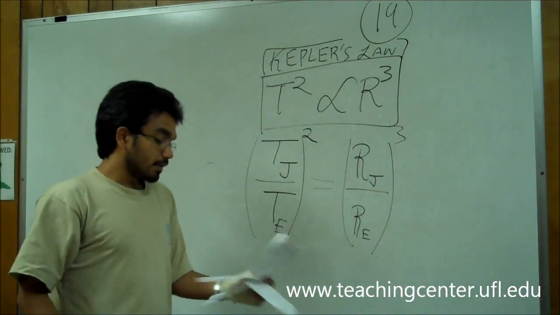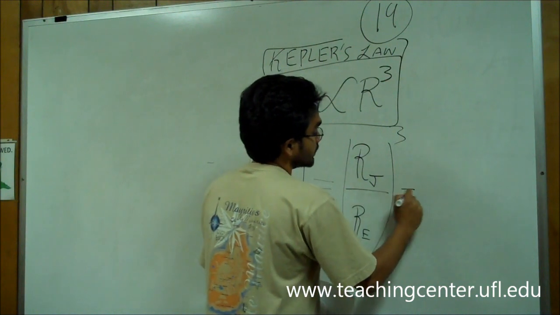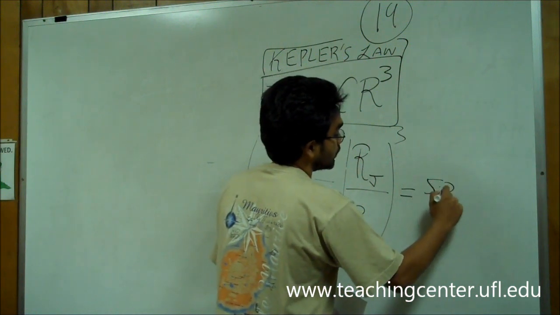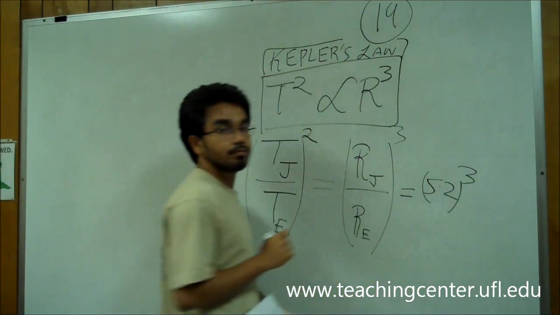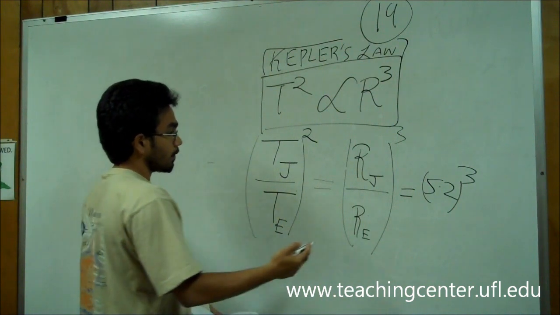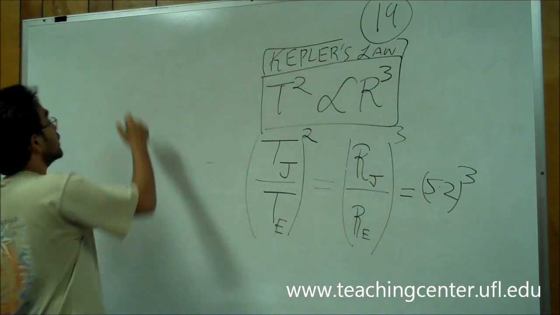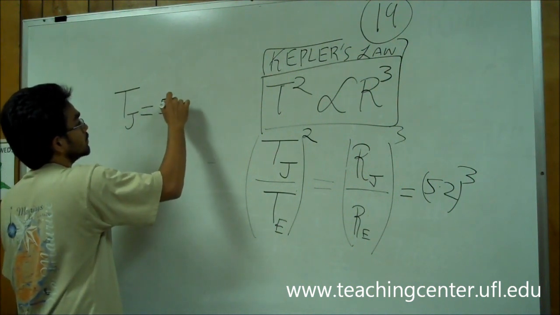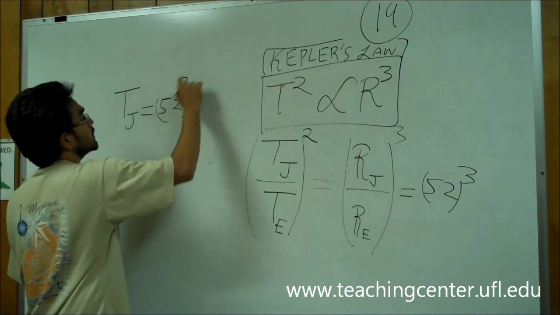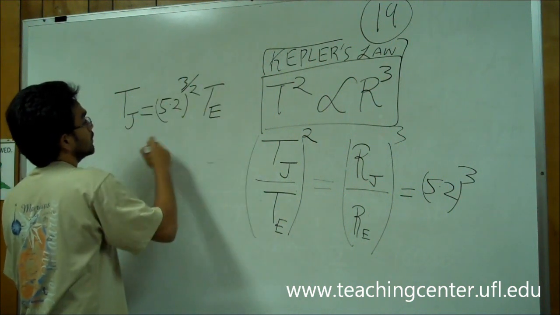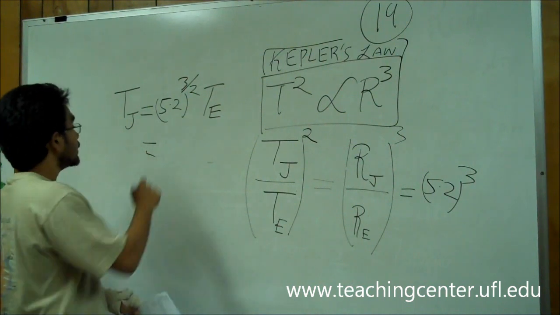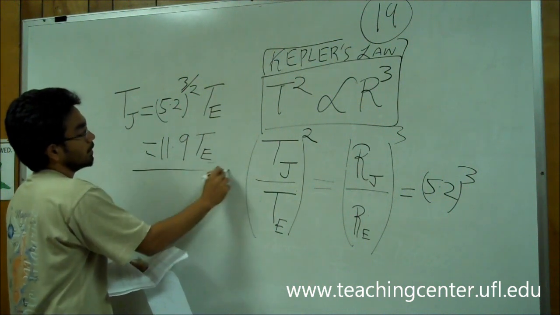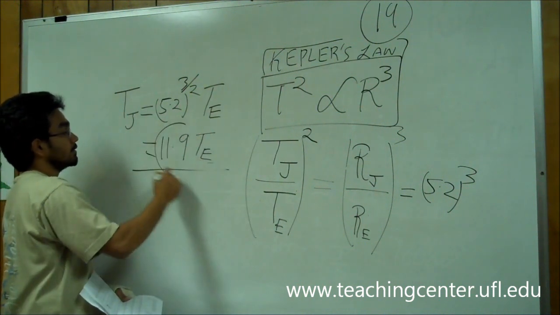Having done that, the question tells us that the radius of Jupiter's revolution is 5.2 times Earth's revolution. So this is simply 5.2 whole cube. Right? Now, doing a simple manipulation, I get Jupiter's revolution is 5.2 to the power 3 divided by 2, that of Earth. So, which gives us 11.9 TE. And that is our answer.